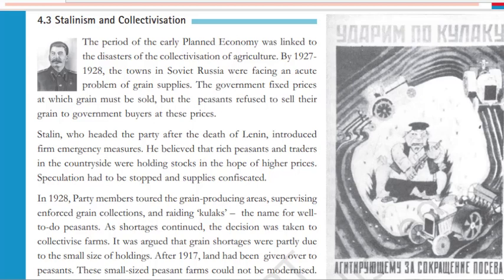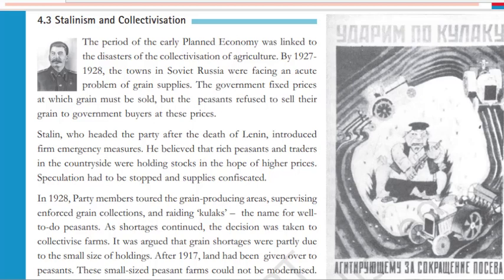The government fixed prices at which grain must be sold, but the peasants refused to sell their grain to government buyers at these prices. Stalin, who headed the party after the death of Lenin, introduced firm emergency measures. He believed that rich peasants and traders in the countryside were holding stocks in the hope of higher prices.